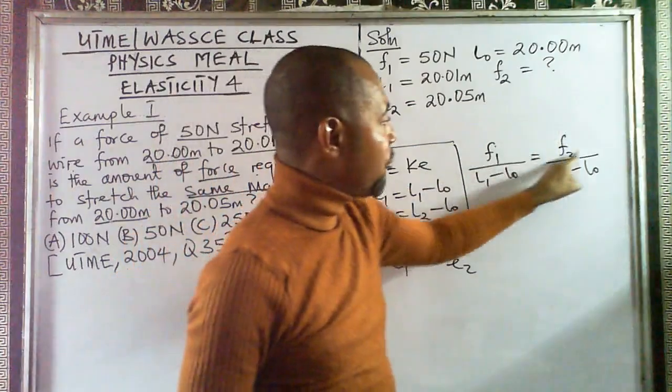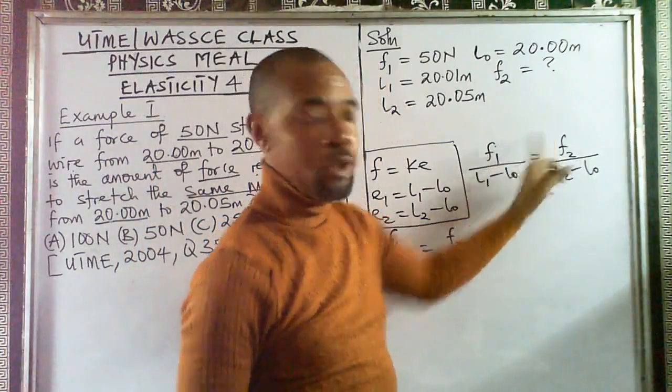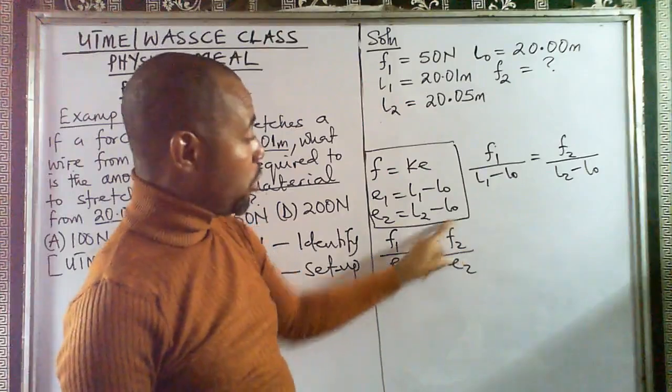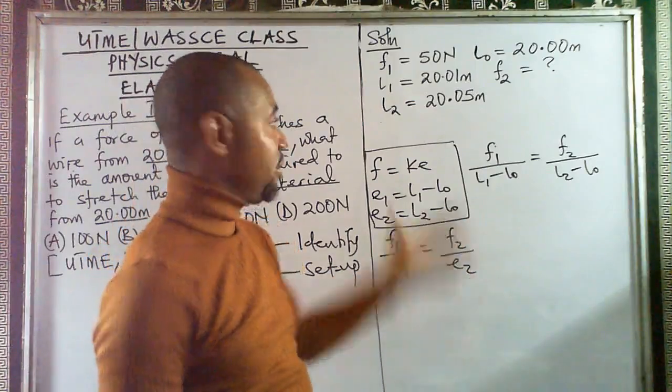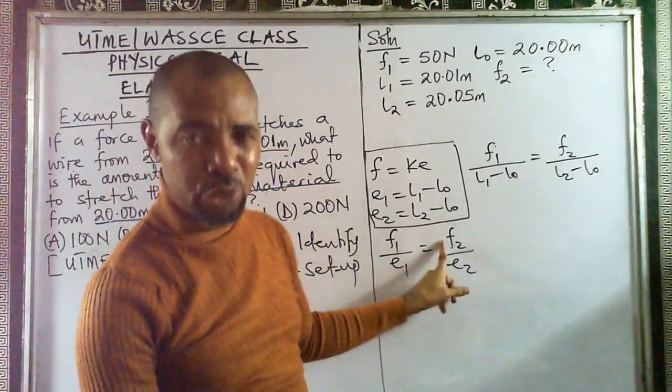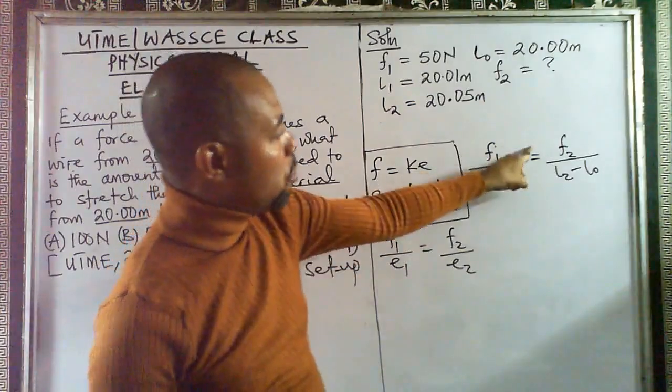I'm looking for F2. It means I'm supposed to know every other thing apart from F2. That's why I did not use it here. I'm looking for F2, but I don't know E1 and E2 directly. They were not given. So that's why I suspended this one. I said, wait, I can't use you to solve my problem. So I'll move to this one.